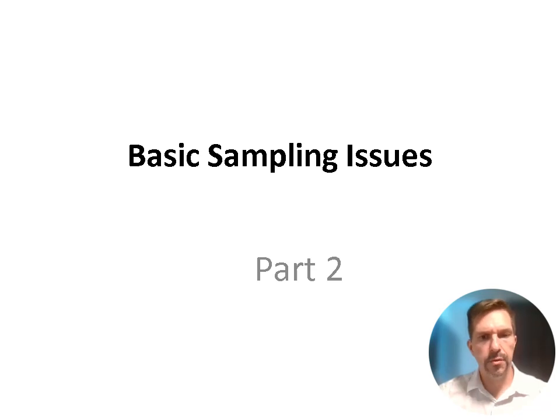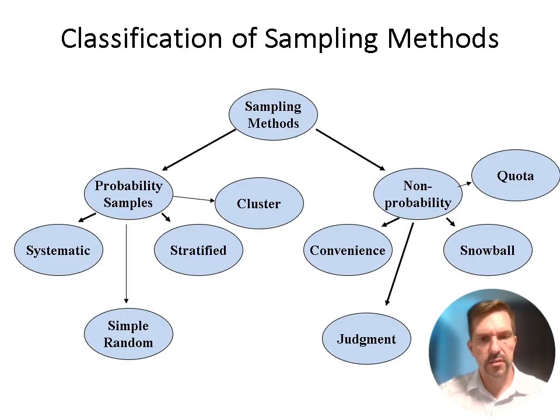Here we are in part 2 of basic sampling issues. So let's keep talking about random sampling. If you remember about sampling methods in general, there are two broad families that we were discussing last presentation. One is probabilistic sampling. The other one is non-probabilistic sampling. We're going to discuss a little bit of both.